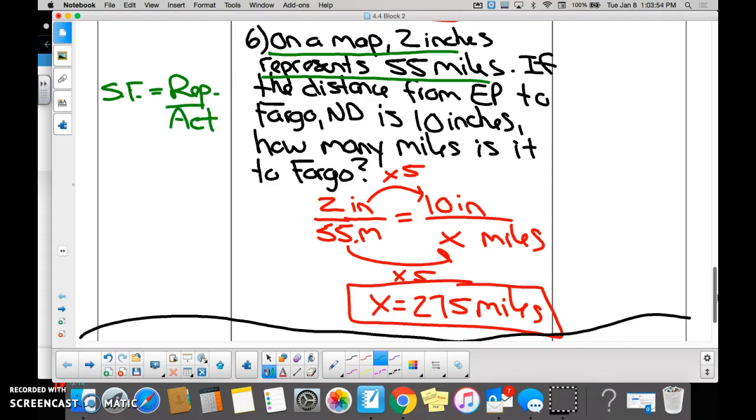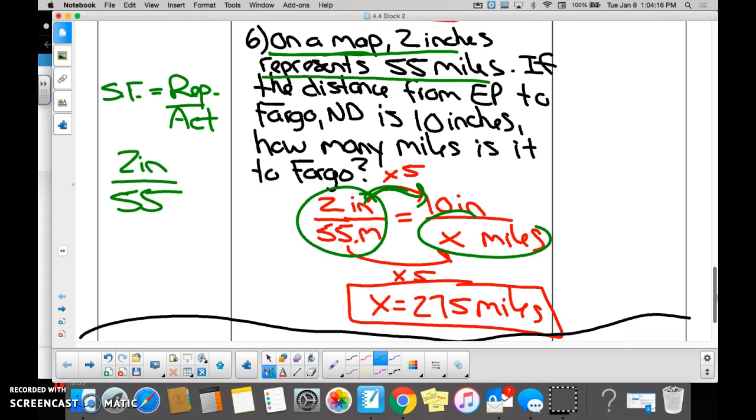So the map is the representation, right? You don't actually get in a car and drive on a map. So on the map, we had 2 inches, right? And 2 inches represents how many miles of real life? 55. There's my scale factor, right? And I know that using this scale factor, it was 10 inches from EP to Fargo. So how many real miles would that be? We multiplied by 5, we multiplied by 5, and we got 275 real miles.